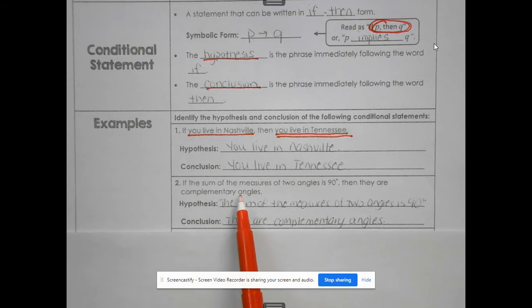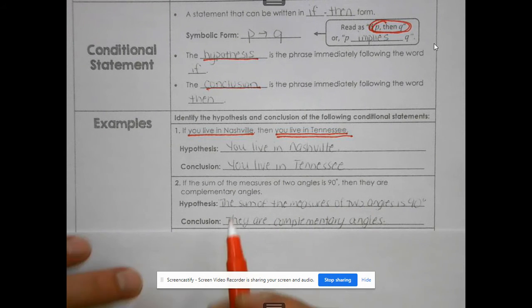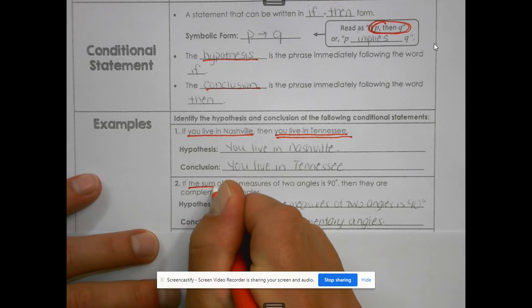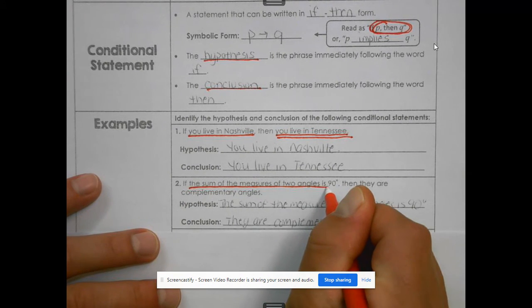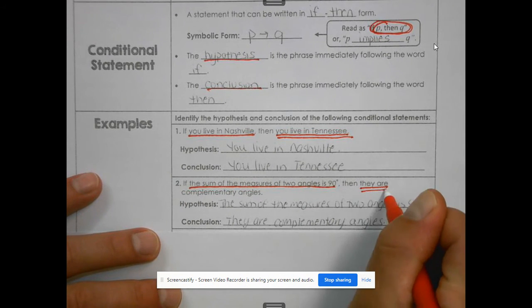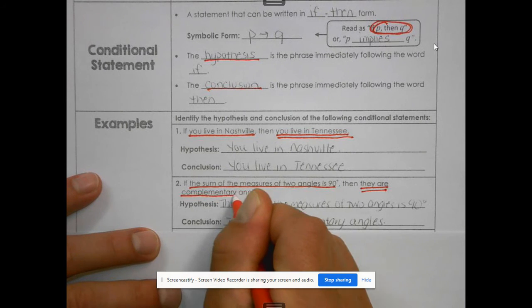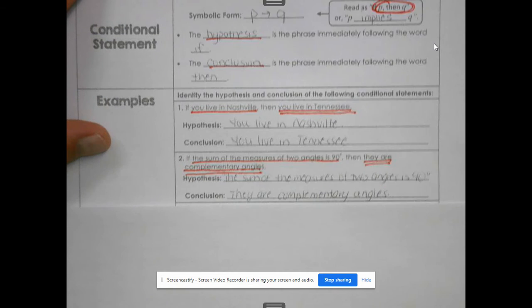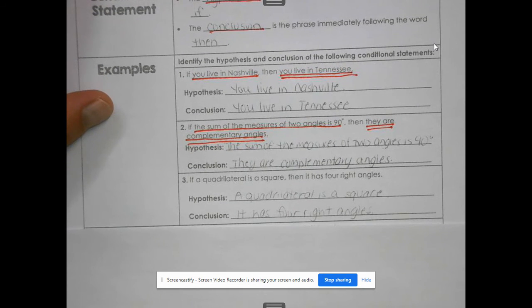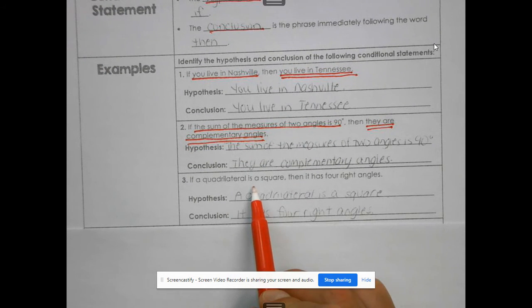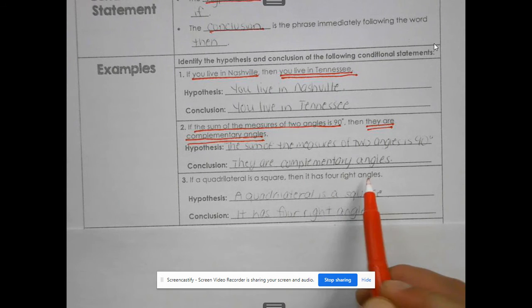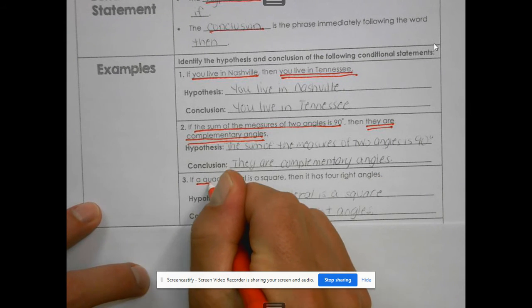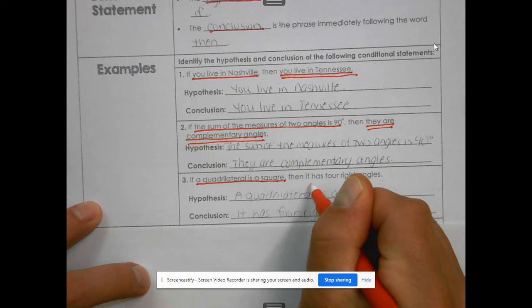If the sum of the measures of two angles is 90, then they are complementary. Hypothesis, the stuff after the word if; conclusion, the words after the word then. Pretty simple. Number 3, if a quadrilateral is a square, then it has 4 right angles. Hypothesis, a quad is a square. Conclusion, it has 4 right angles.